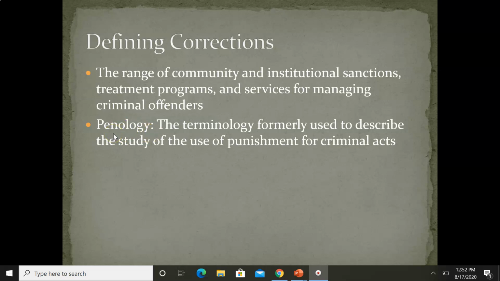Penology is a word that we used to use to describe the study of punishment for criminal acts. This also gives you an idea of the current vibe, for lack of a better term. What is the goal when dealing with offenders? It used to be punishment. It is now treatment. Makes sense? We used to just lock people up and throw away the key. Now we try and fix them. All right.